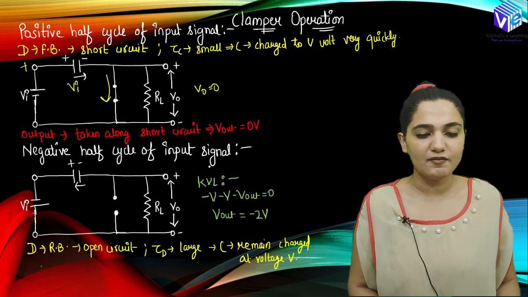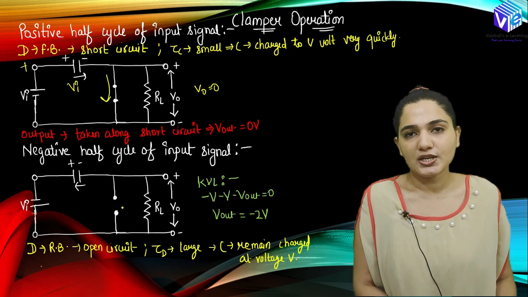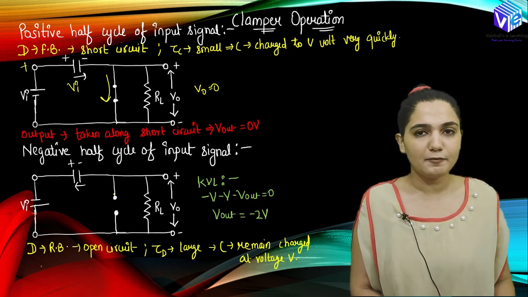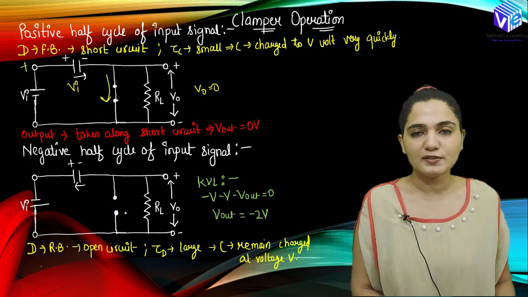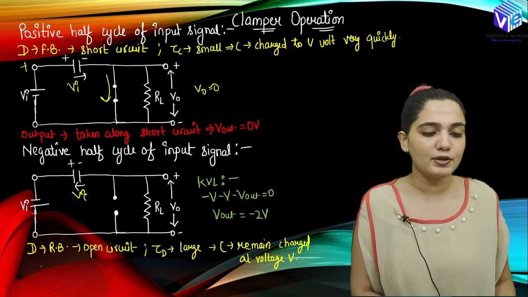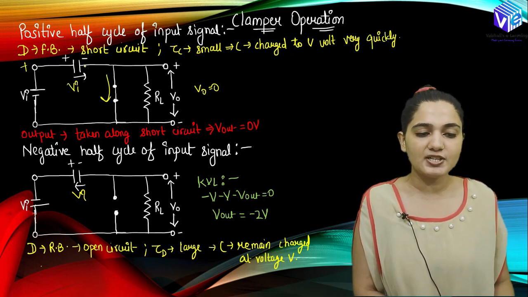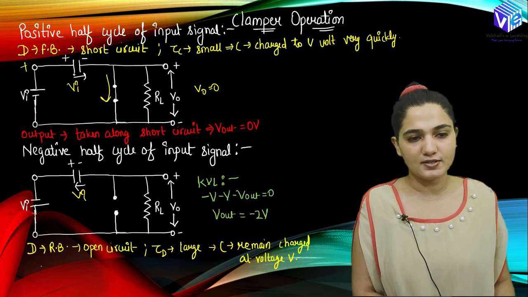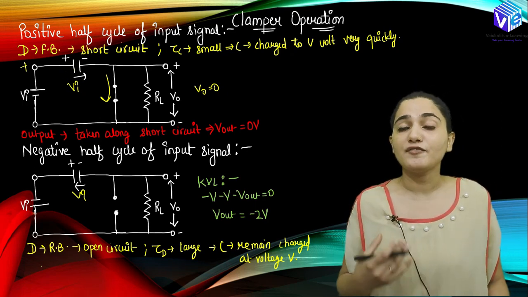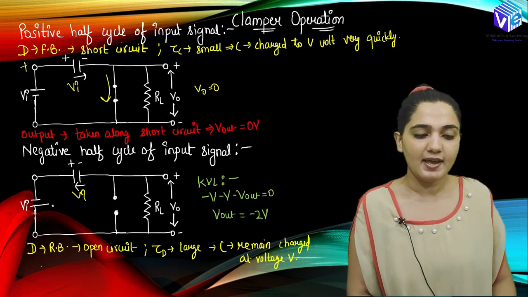Now coming to the negative half cycle of the input signal. When I have the negative half cycle, what changes? Only the diode will be behaving as reverse biased, and it will behave as an open circuit. Now we will have the whole of the input voltage developed across this capacitor. During the charging, the input voltage was developed across the capacitor because the charging time coefficient was very small. It is going to charge very fast. It is going to charge by Vi, right?